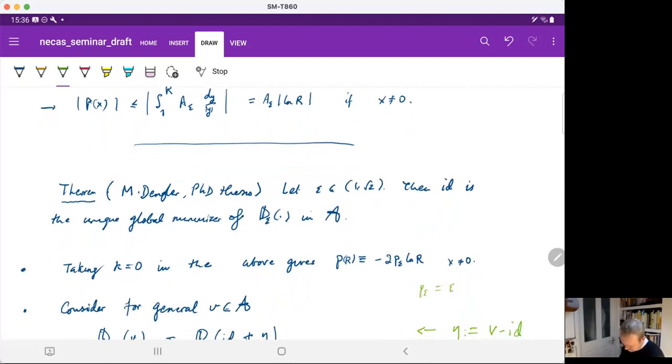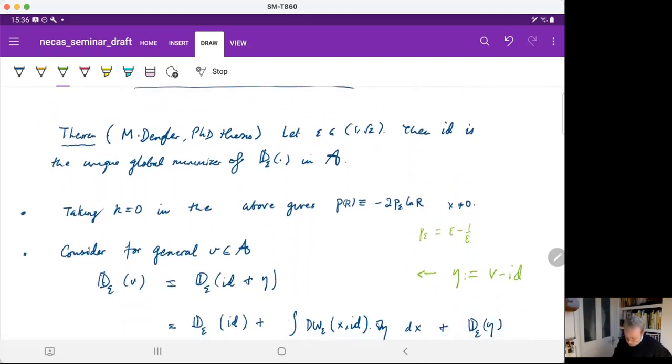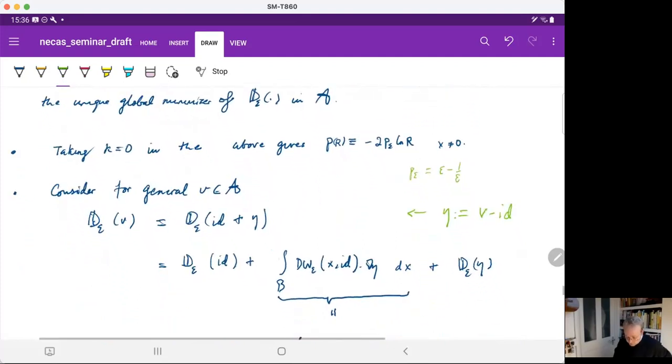So P epsilon is just a positive number given by that. Okay, so we know exactly what P is, and there's a really nice trick that can be used in this setting. So we want to try and understand the behavior of d epsilon for a general v that is admissible. So you write the v as identity plus something, and the something is obviously v minus identity, and then you expand it using the fact that d epsilon is effectively a quadratic functional.